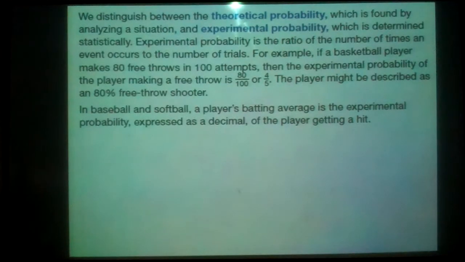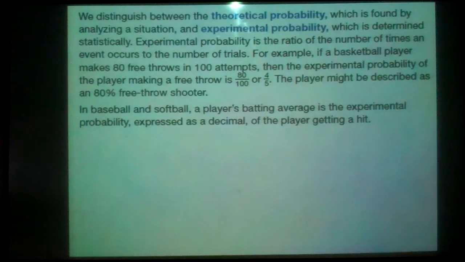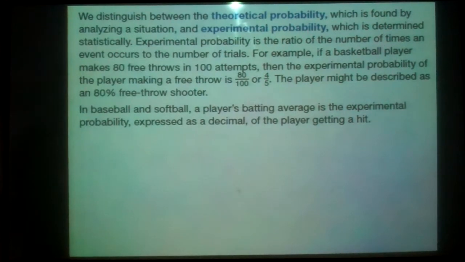All right. Last thing we need to cover. We need to talk about theoretical probability and experimental probability. And I'll try to make this easy so that we can distinguish between the two. Theoretical probability, by definition, is found by analyzing a situation. Experimental probability is determined statistically. So we're going to talk about experimental here quick.